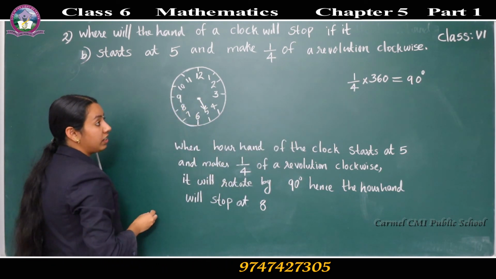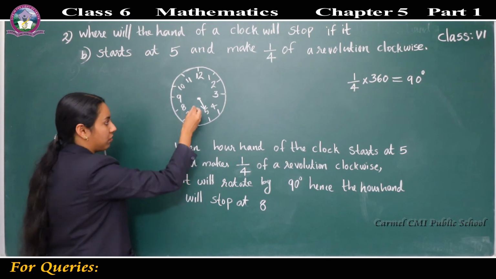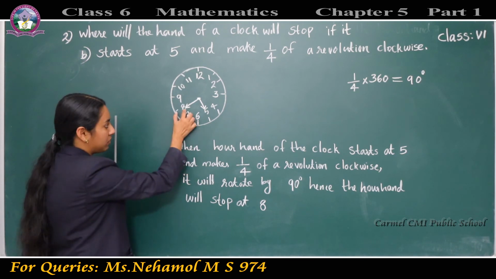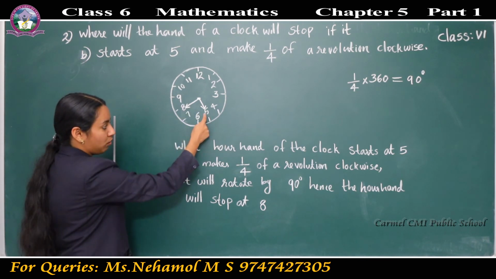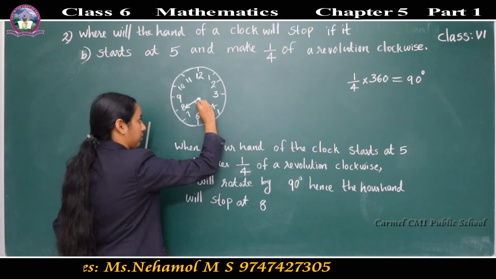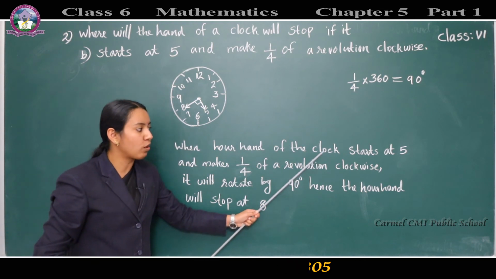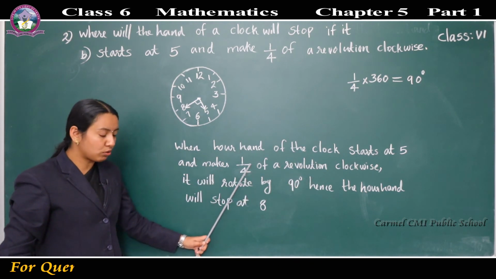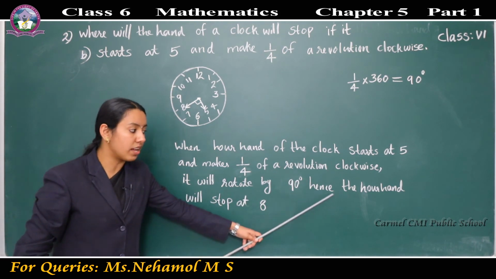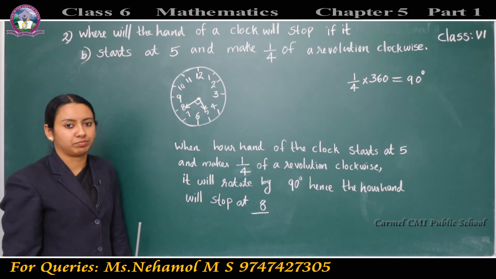So our hand will move 5 to 6, 1 hour, 6 to 7, 1 hour, 7 to 8, 1 hour. We already studied there will be 3 hours in between a right angle. So our hand will stop at 8. When the hand of the clock starts at 5 and makes 1/4 of a revolution clockwise, it will rotate by 90 degree. Hence our hand will stop at 8.